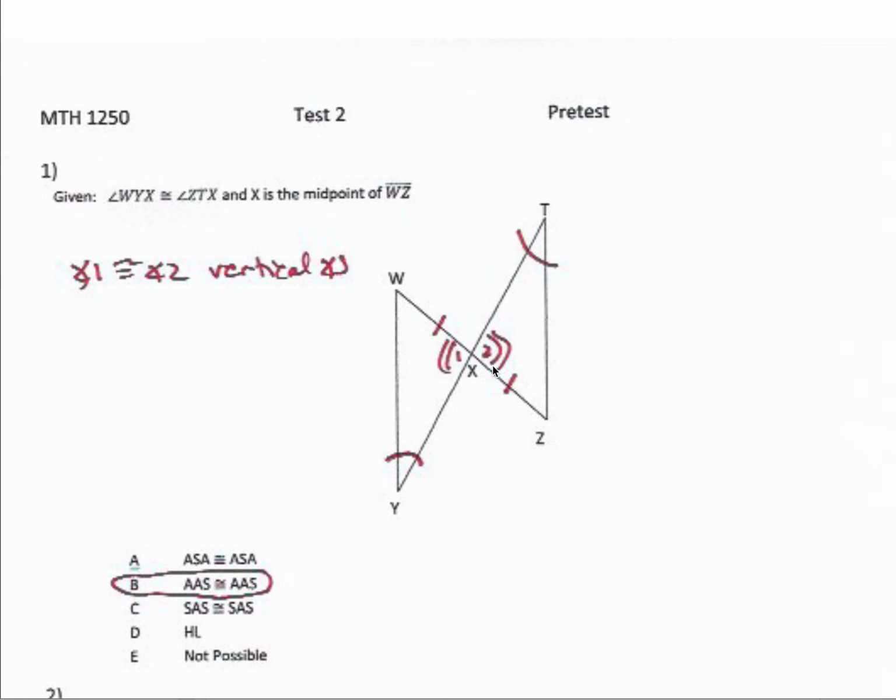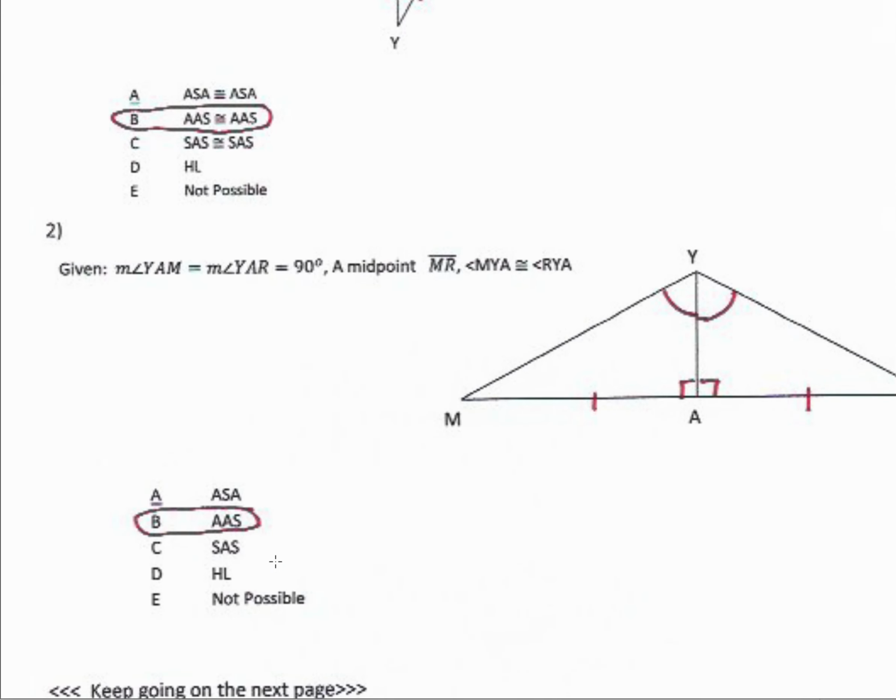So the reason the two triangles have to be congruent is angle, side, because we have two angles marked and we have one side, and the side is not between the two angles. If the side was between the two angles, it would be ASA. But as it's not, it's angle, side.